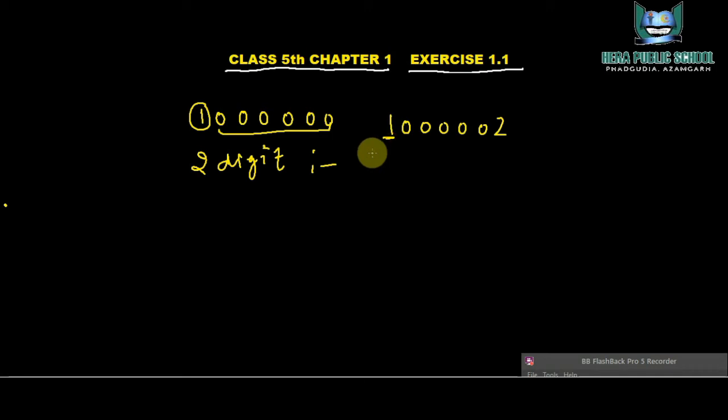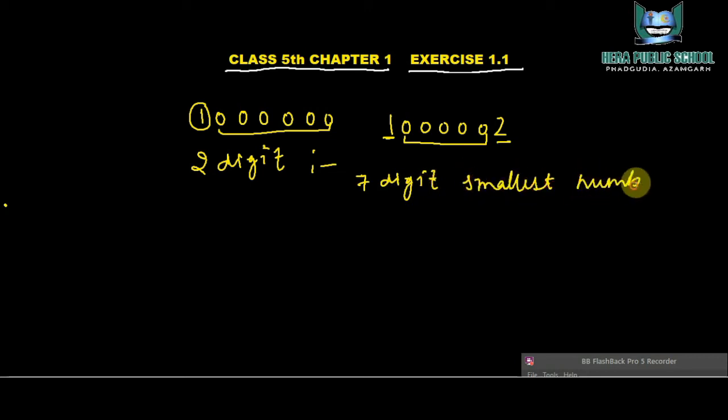So 7-digit smallest number having 3 different digits.